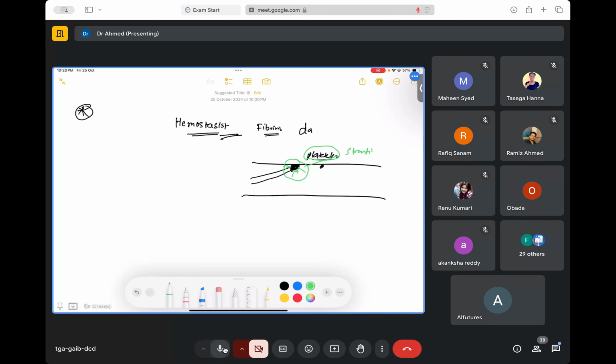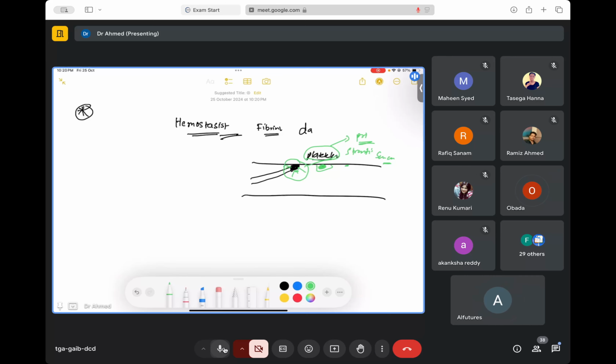So whenever platelets come and form a plug in order to avoid the damage, it's your primary hemostasis. And whenever the fibrin comes and stabilizes that complex, it's basically an example of your secondary hemostasis. So in primary hemostasis you are going to see platelets moving towards the site of damage. In secondary hemostasis you are basically strengthening that platelet plug.